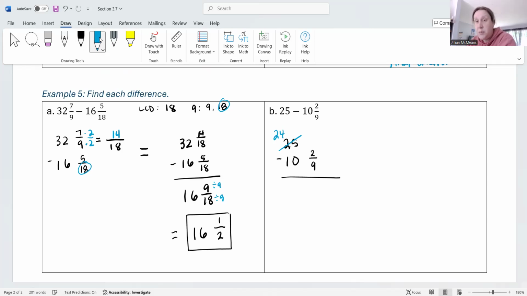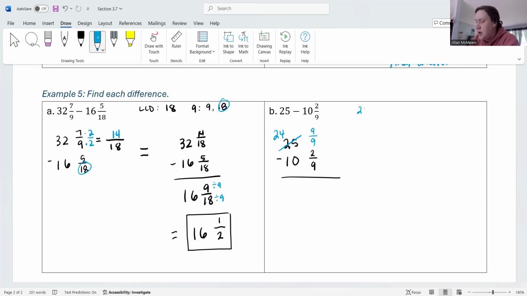And then the 1 that we borrow has to be written in fraction form, with the denominator that we're looking for. So we need denominators of 9. So that 1 that I borrow, I'm going to come over here and write it as, whoa. I hate when Microsoft tries to make my stuff pretty. I'm going to write it as 9/9.